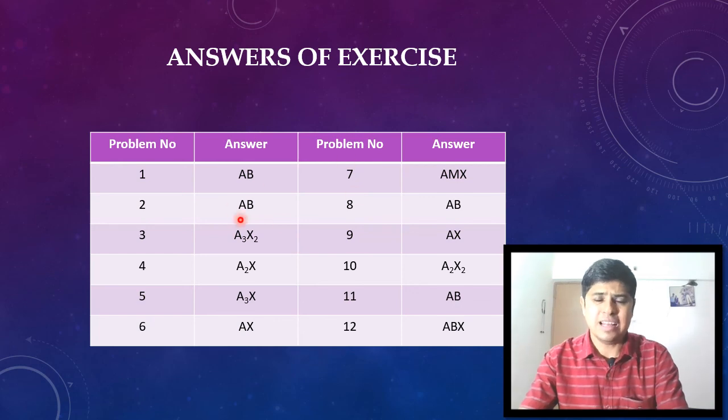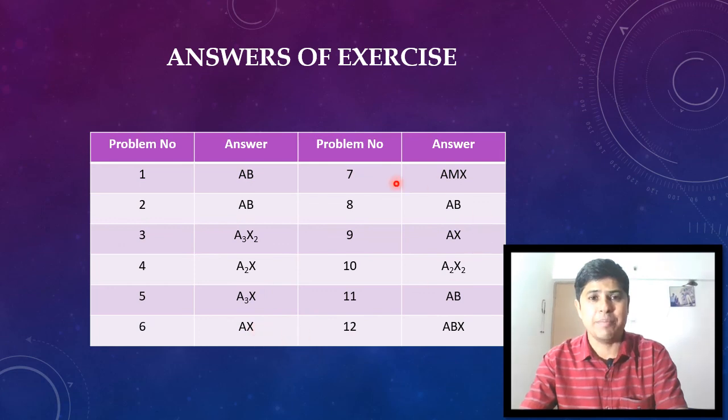See, here are the answers for this exercise. Compound number 1 has spin system AB, 2 also has AB, the third one has spin system A3X2, the fourth one has A2X, the fifth one has A3X, the sixth one has AX, the seventh one has AMX spin system. Problem number 8 has spin system AB. Problem number 9 has spin system AX. Problem number 10 has spin system A2X2. Problem number 11 has spin system AB, and problem number 12 has spin system ABX. So these are the answers to your exercise.